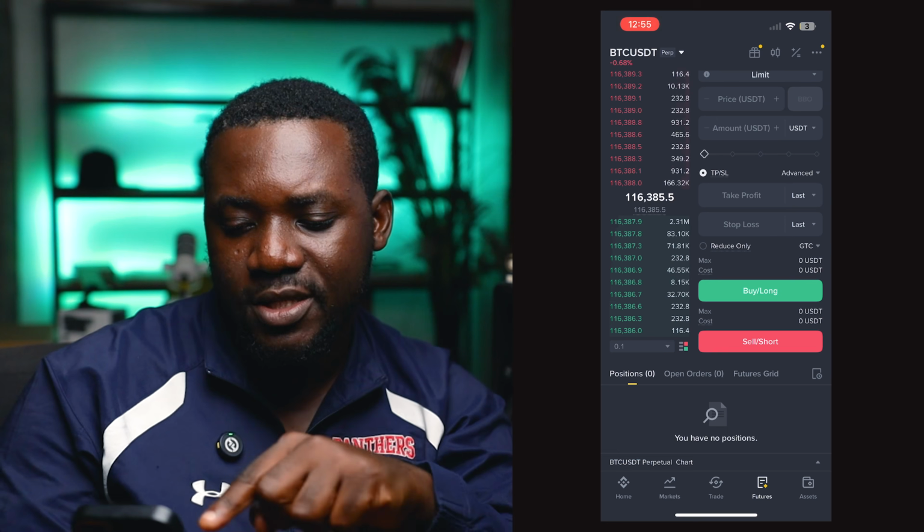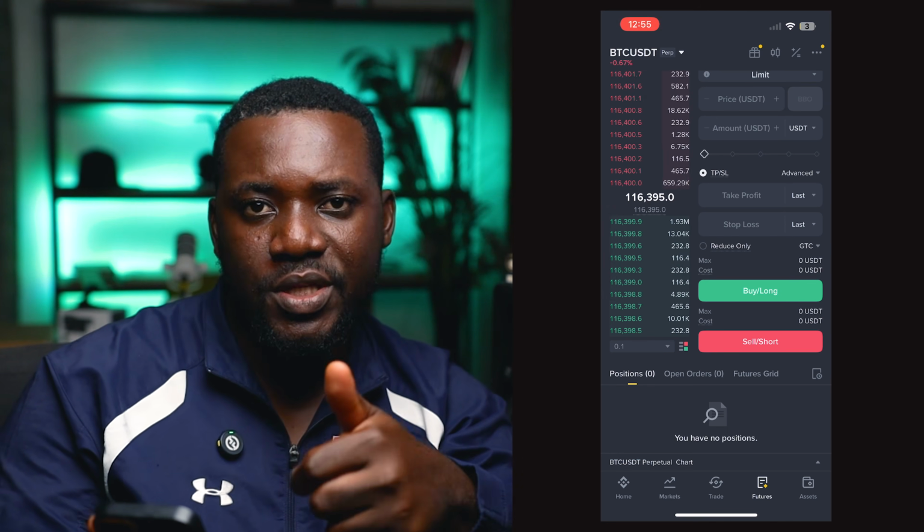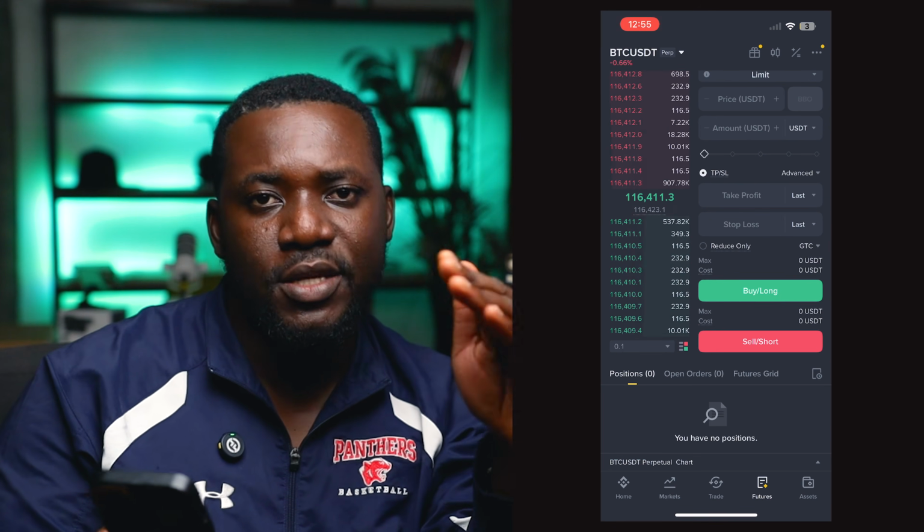Now over here you see this green button and this red button well demarcated here. The buy option will help you buy in the market. Buy basically means that the market is going up.